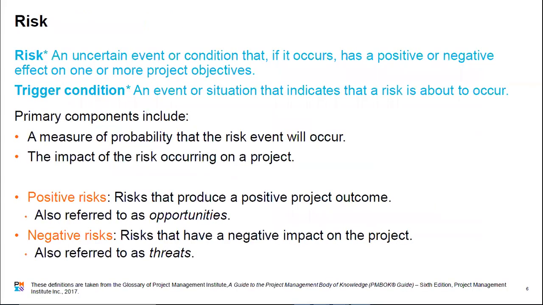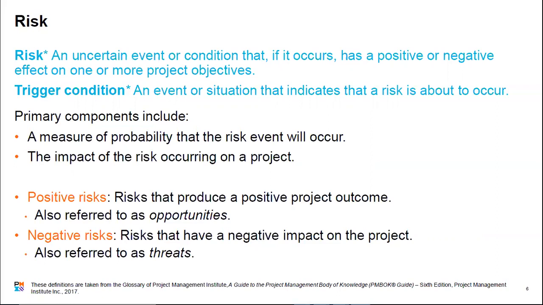So what is a risk? A risk is an uncertain event or condition that, if it occurs, has a positive or negative effect on one or more of your project objectives. So when you have an event that will occur, and it's uncertain yet, but you can envisage it, and when it occurs, it has a positive or negative effect on one or more of your project objectives or deliverables, then that is a risk.